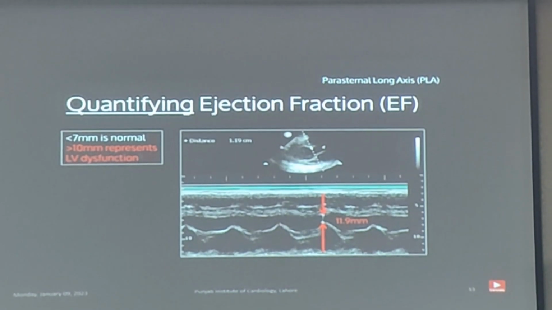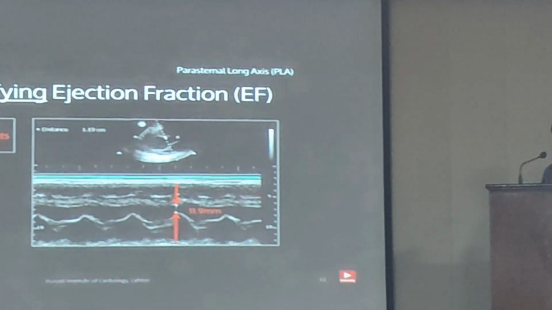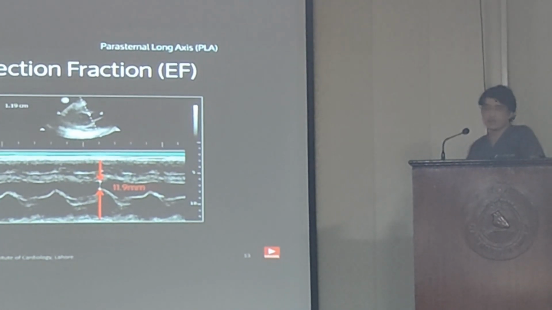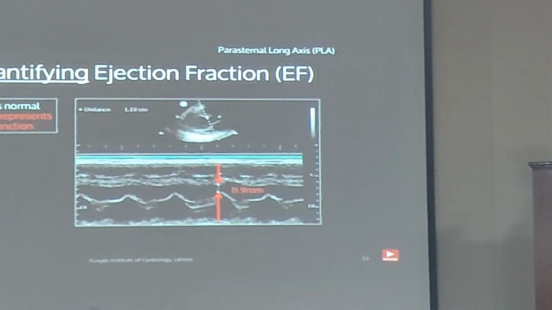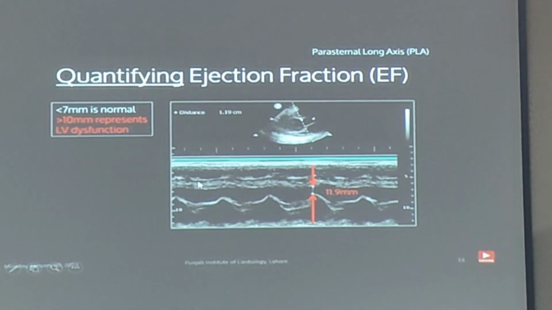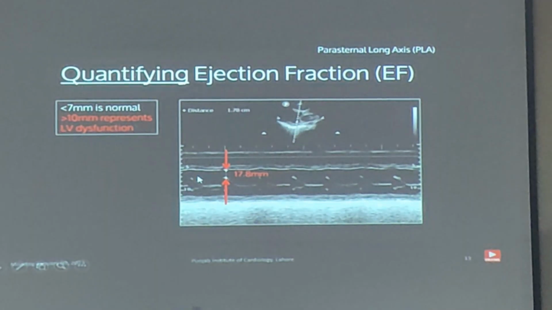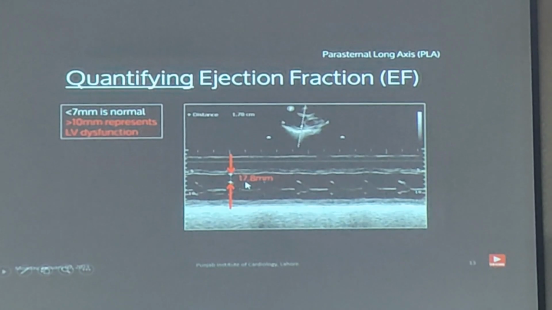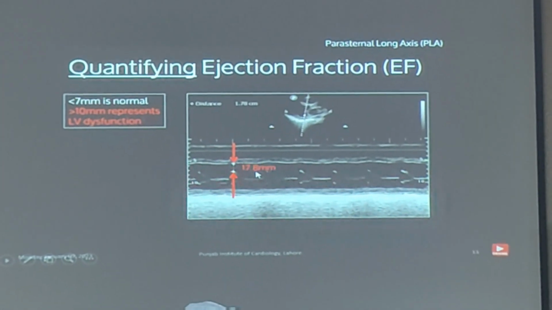So we can say that the ejection fraction is normal, above 50%. But if it is more than 10 mm, it means that the LV has dysfunction. It is not a good LV. You can see here it is more than 17.8 mm, a very poor LV.